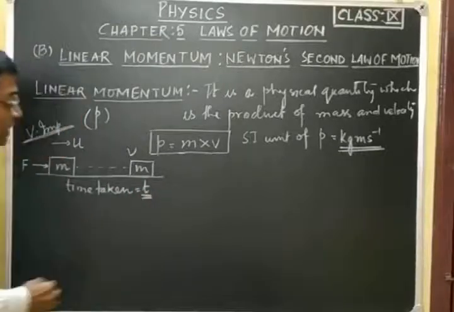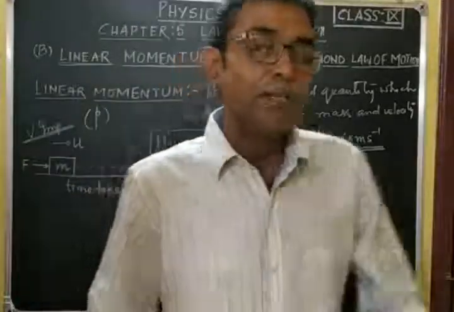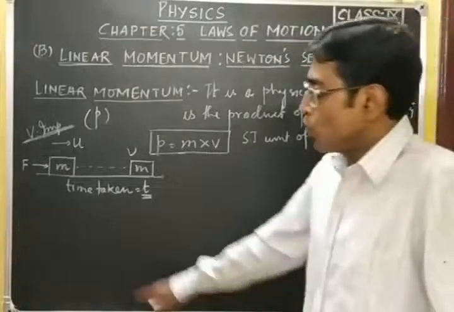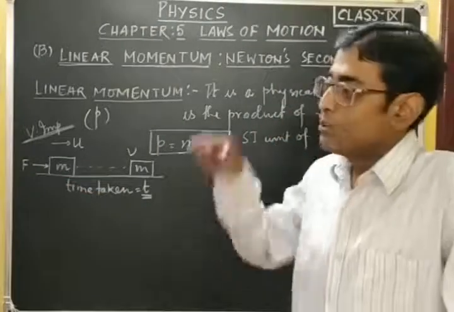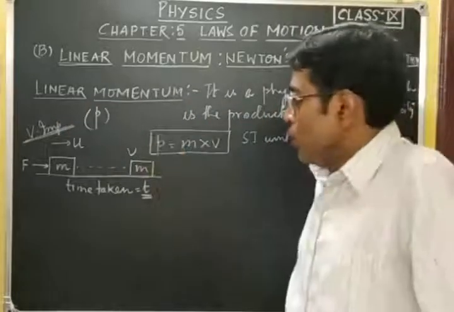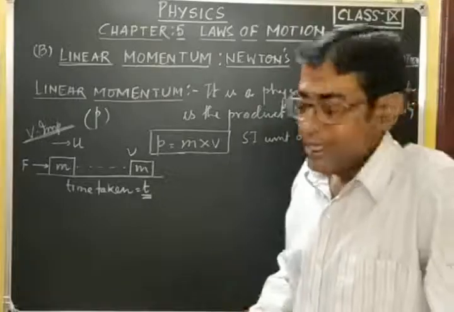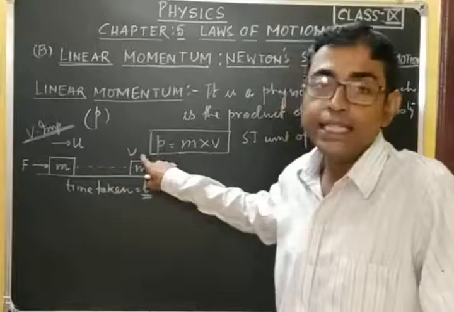So what have I told? Let a body having mass m be moving with initial velocity u. A force F is applied in the direction of the motion, that is, the body is moving in one direction and the force is applied in that direction. As a result, what happened? The velocity of the body will increase. So let us assume the final velocity of the body is v.